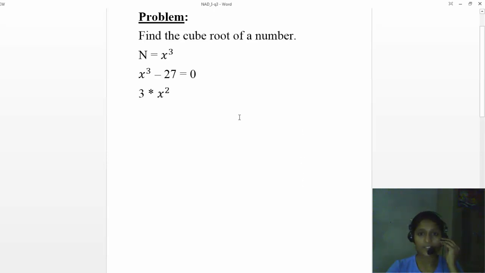By cubic equation, let's see. If we say that n is any number that is a cube of x, we can write something like this. So x will become the cube root, and if we formulate this equation in this form and solve this, we will find x, that is a cube root. So this will be the input to the algorithm.